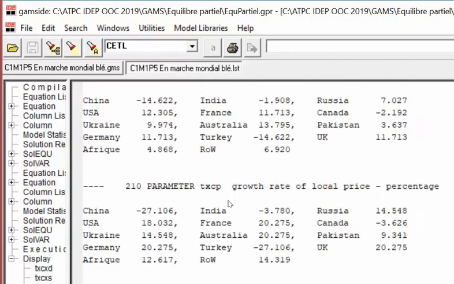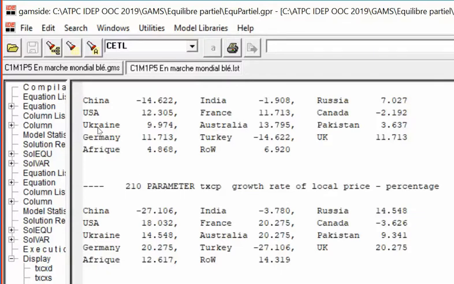So you've got an increase in the world price of wheat, which is normal, because in fact you remember that the shock is only removal of import duties in the world. So it means that imports are increasing, and so demand is increasing for wheat, and so the world price is increasing.